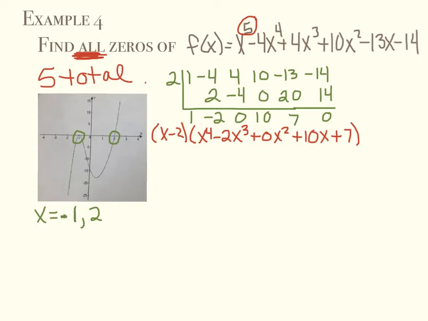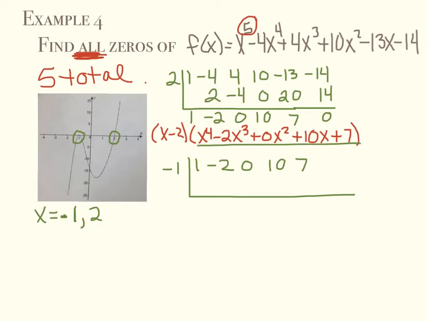I'm going to divide -1 into the remaining numbers, into the 1, -2, 0, 10, and 7. Don't go back to the original, because if you divide it into the original, yeah, it'll work, but we're trying to factor it down. We're trying to break it down as far as we can get it. So we need to use this.